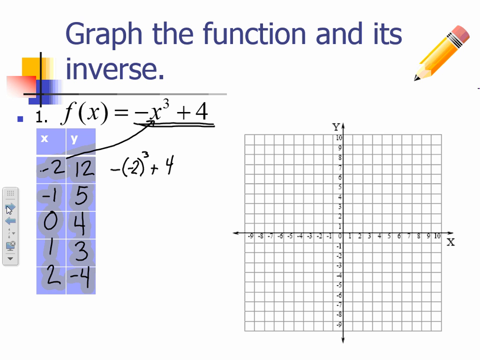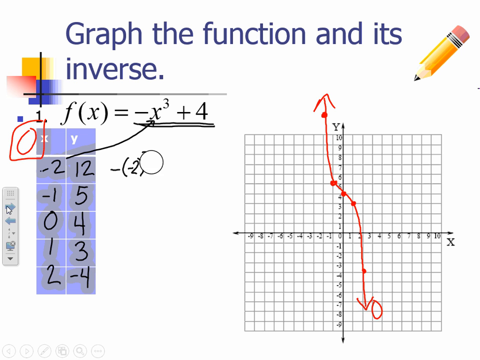So negative 2, up 12 would be way off the graph over here. Negative 1, 5; 0, 4; 1, 3; 2, negative 4. So this is the look that we have for this function. Okay, so this one is the original. I'm going to put an O there for my original.